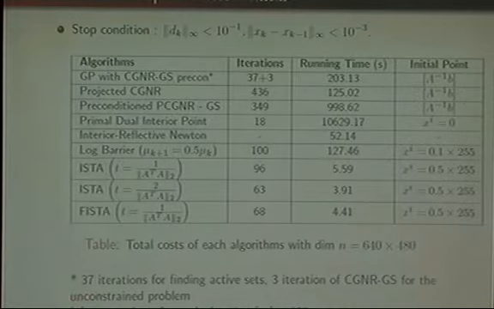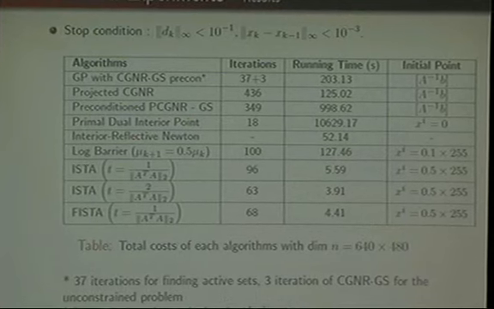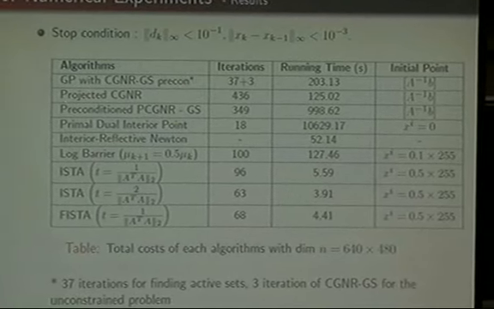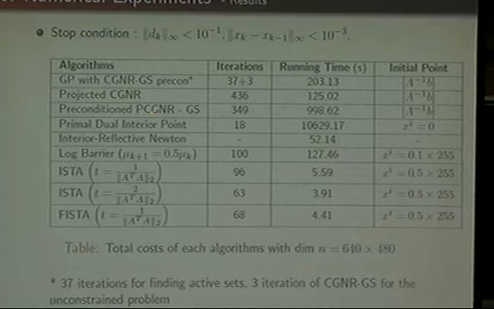Here, let me show you some numbers. We have several methods: gradient projection, preconditioned, primal-dual interior point Newton, log barrier, and ISTA. Even though ISTA is not theoretically convergent, it is numerically convergent and fast. If you look at this, it is 3.9 seconds. It takes a long time, but this is what we tested using the method.